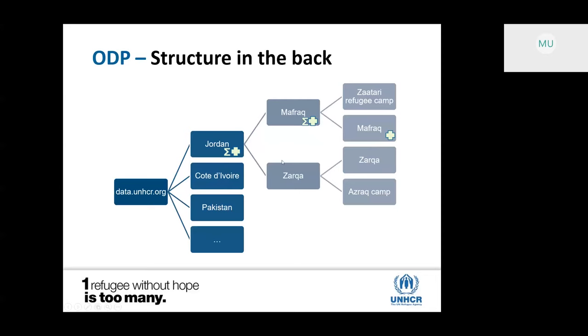What happens then as you go up this tree, this structure, is information and data also gets aggregated upwards. So whatever you added to the camp or settlement level can be displayed as aggregated content on the governorate or the district level, and all of those can be aggregated up to the country level, which means that at the end you will get a comprehensive picture of whatever has been uploaded to the lower levels.